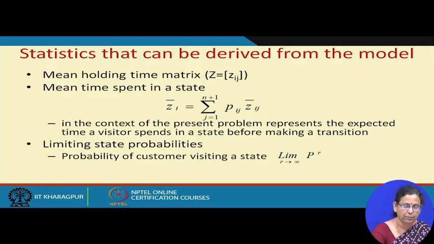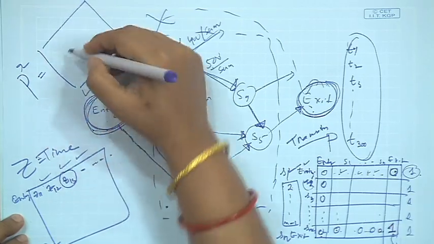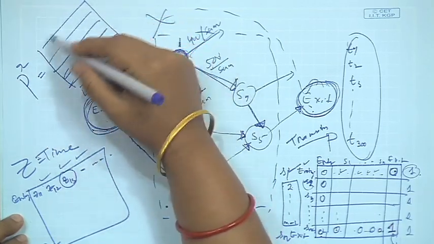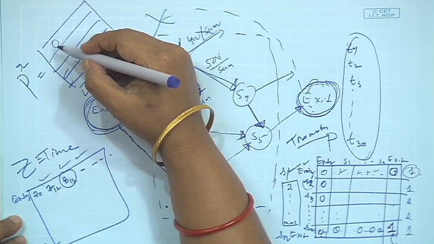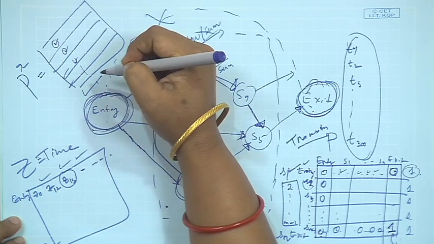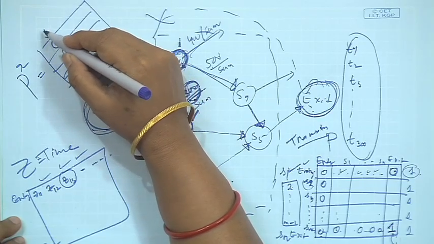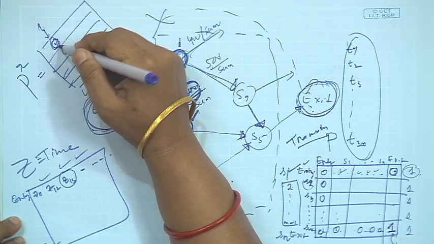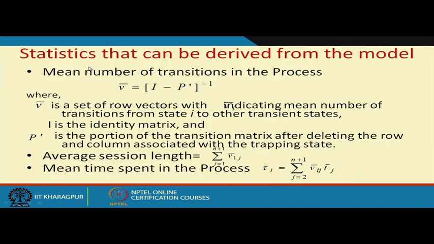So, that will give you the probability of customer, individual entries will give you. Now, see what will happen if you make P to the power r: after some point of time all the rows will be the same. So, whatever this entry is, this entry will be the same and so on. So, at this point this one will give you the probability of visiting, let us say this is state i, this is the probability of visiting state i. So, this is what P to the power r is. Then mean number of transitions in the process.